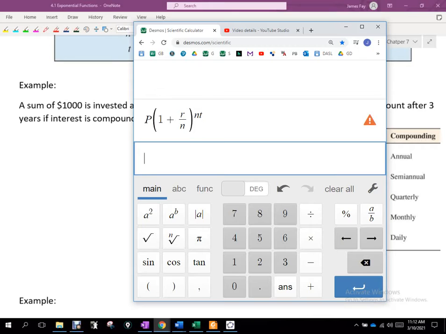Because all these questions are very similar. They're going to give you a principal. They're going to give you a rate. They're going to give you a compound. They'll give you a time. So if we can type those things, we can say P equals 1,000 in this question, okay? Figure out what R is in the question.